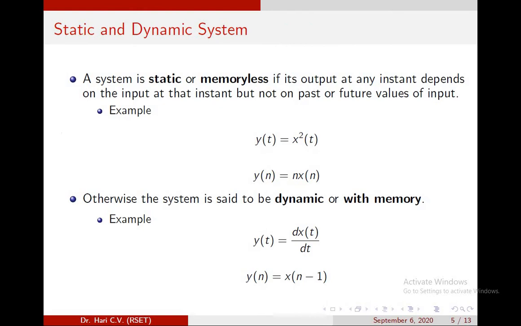The next type is static and dynamic system. A system is static or memoryless if its output at any instant depends on the input at that instant but not on past or future values of input. The examples are y of t is equal to x square of t, y of n is equal to n into x of n. Otherwise, the system is said to be dynamic or with memory. The examples are y of t is equal to dx of t by dt, y of n is equal to x of n minus 1.